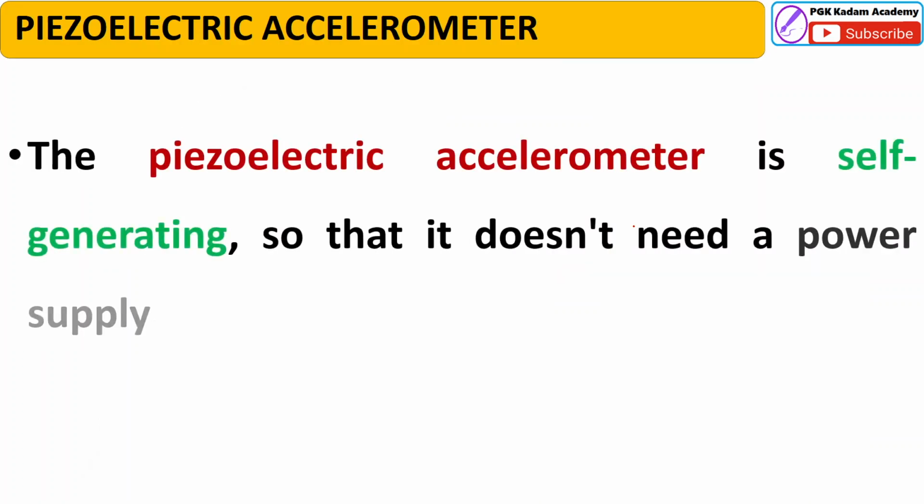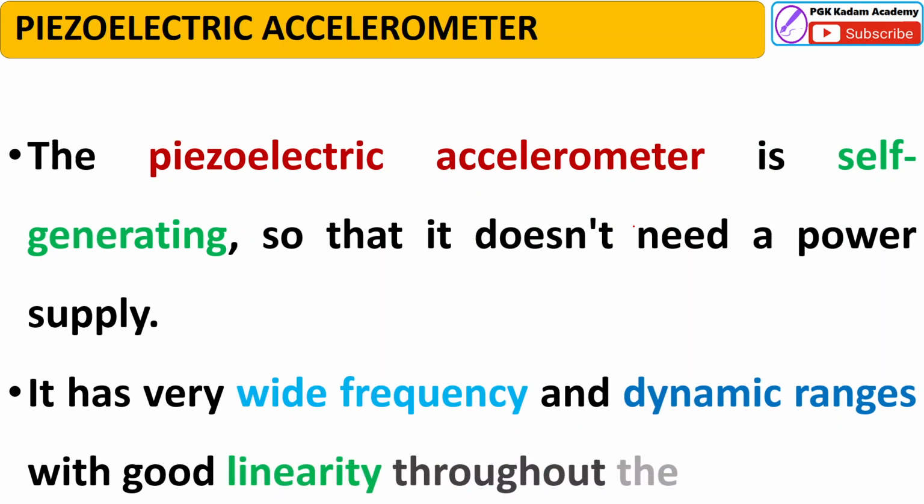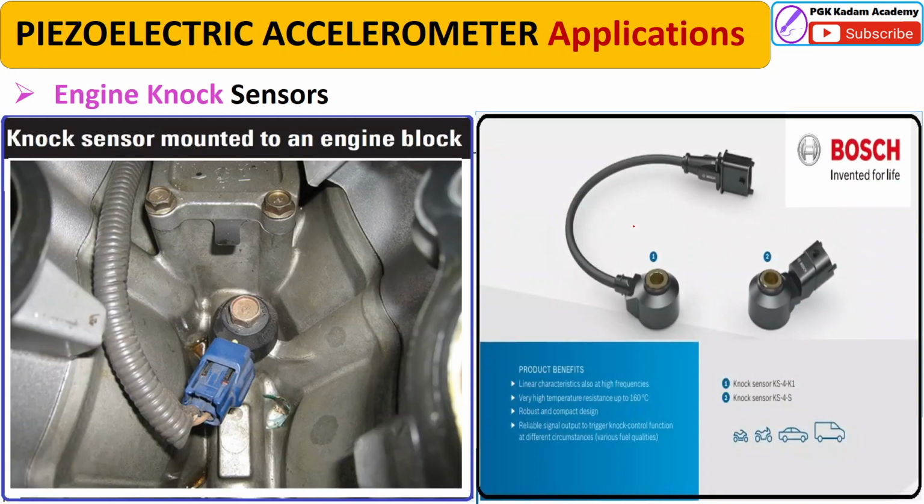Piezoelectric accelerometer is self-generating, so it is a passive type vibration measuring instrument that does not need a power supply. It has very wide frequency and dynamic ranges with good linearity throughout the ranges. The engine knock sensor is one of the piezoelectric accelerometer applications. You can see here, this is applied on this engine head. This is one of the companies that manufactured this piezoelectric accelerometer.